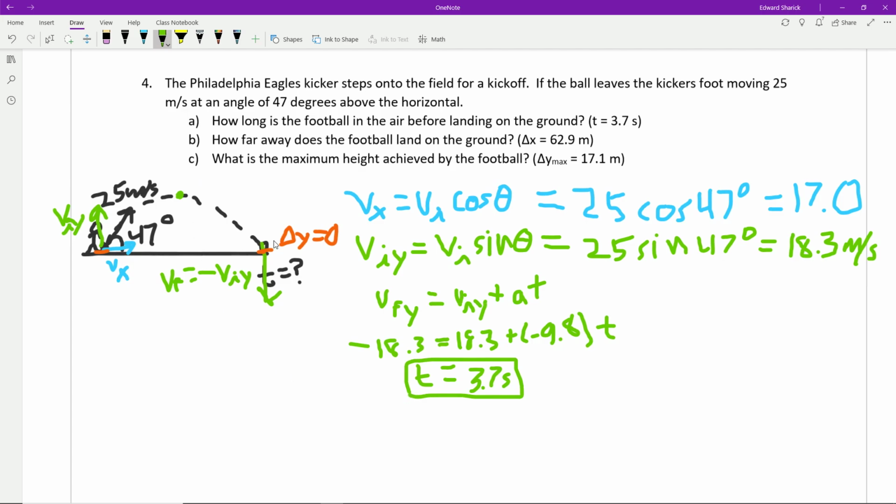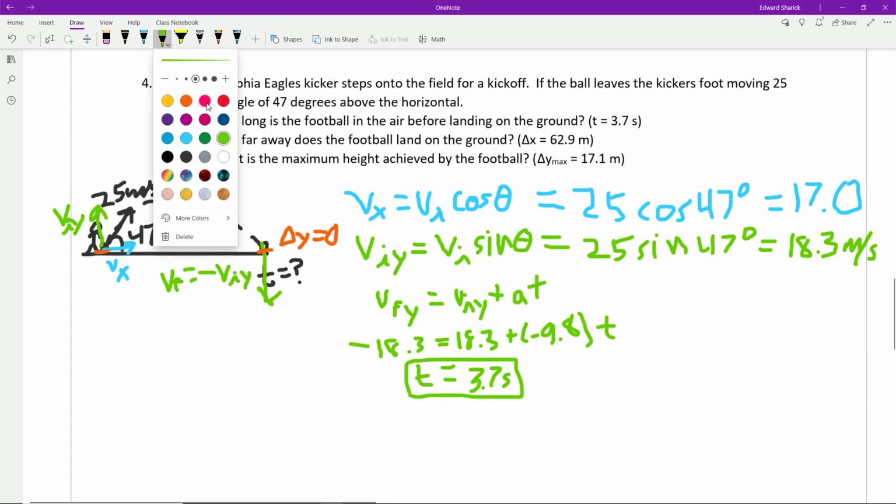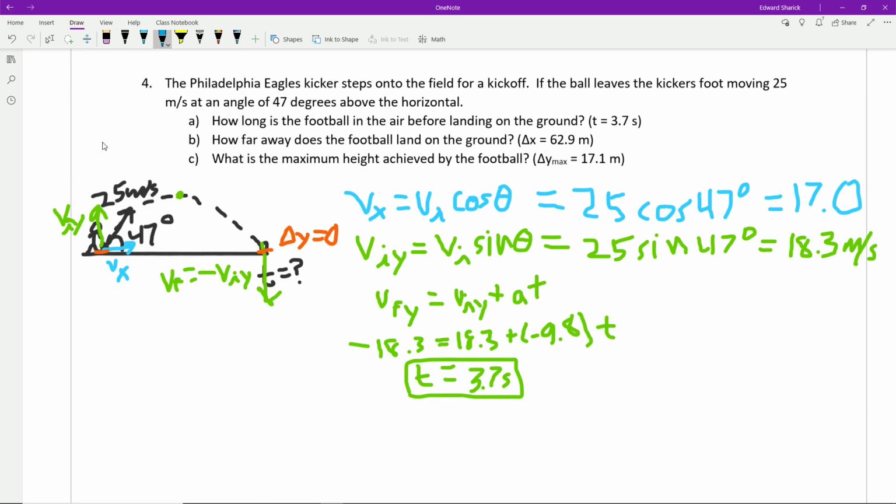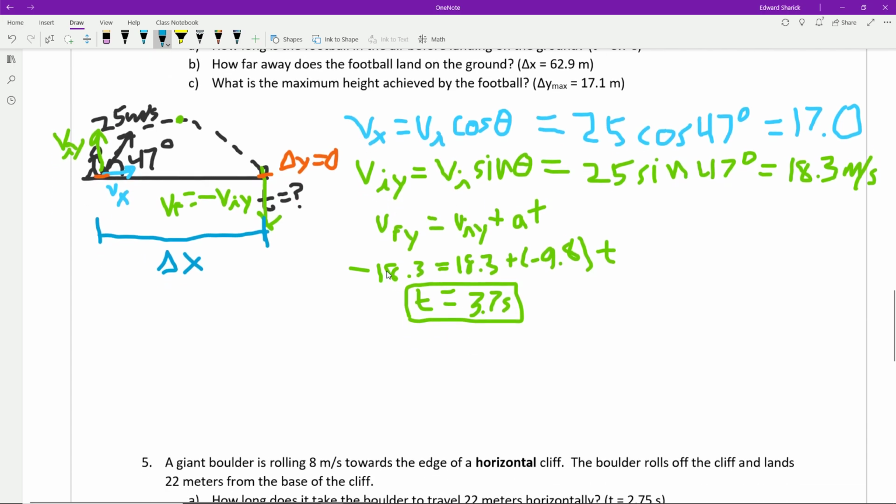All right. So we found the time that it takes to get here. How far away does the football land on the ground? So here it's asking for our delta x value. Let me use, we'll use this blue here. What I'm looking for is basically this distance here. What is this delta x? How far did the football travel in the x direction? And this is actually really easy to figure out. So I'll do it right here, part B.